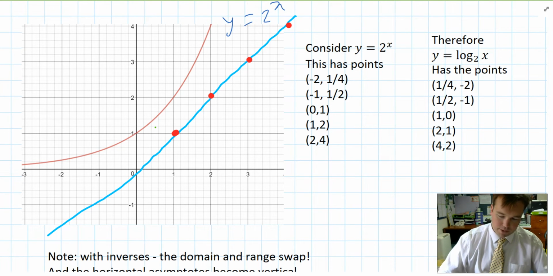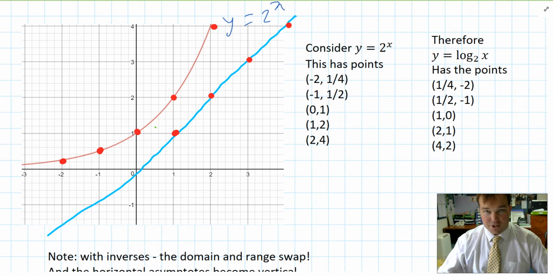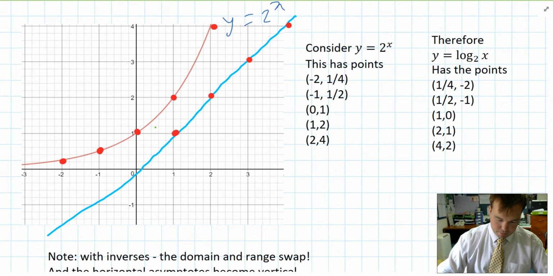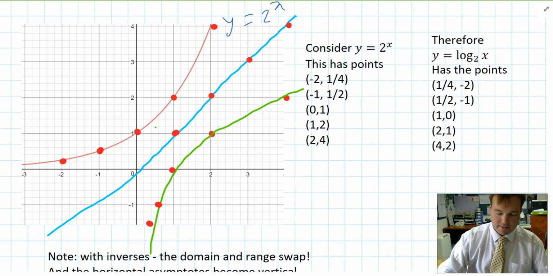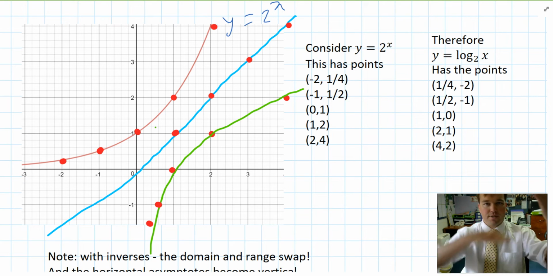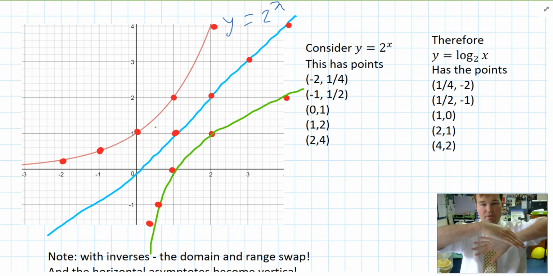Original points in this graph, y equals 2 to the x, are minus 2, a quarter. Minus 1, a half. 0, 1. 1, 2. 2, 4. We get that beautiful curve. The reflection, or log base 2 of x, the inverse, has a quarter, minus 2. A half, minus 1. 1, 0. 2, 1. 4, 2. We get exactly the same curve as this. It's just reflected about the line x equals y. So there's a line, you get this, but mirror imaged over to the other side.